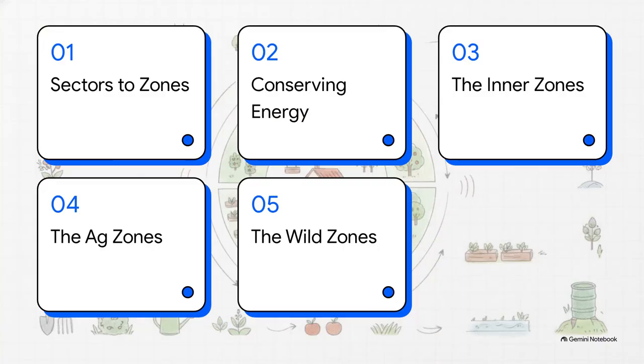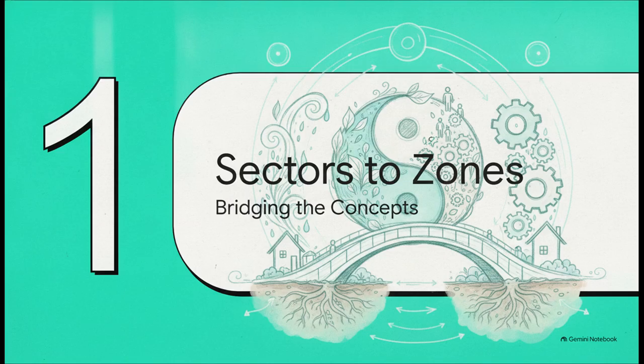So here's our agenda. We'll bridge from sectors to zones, explore the philosophy of conserving energy, and then travel spatially, starting from the inner zones of the mind, out through the agricultural zones, and finally ending up in the unmanaged wild zones. Let's start with Section 1, the sectors to zones bridge.